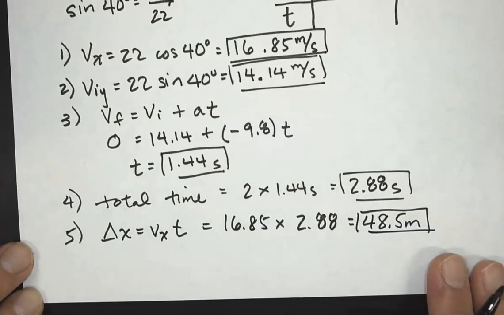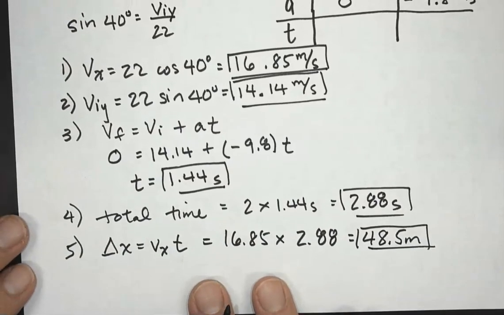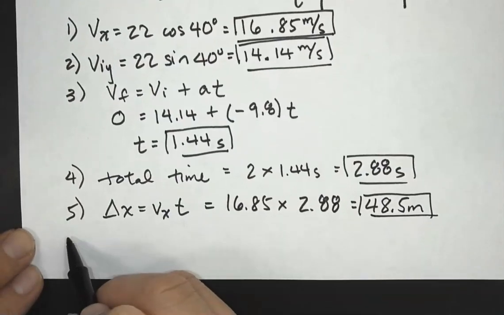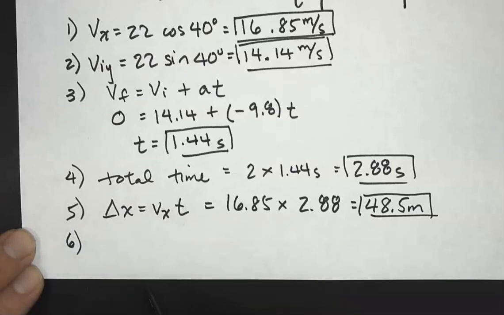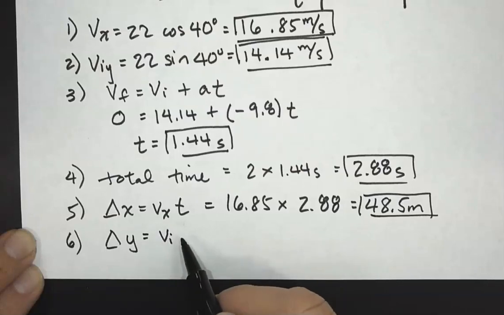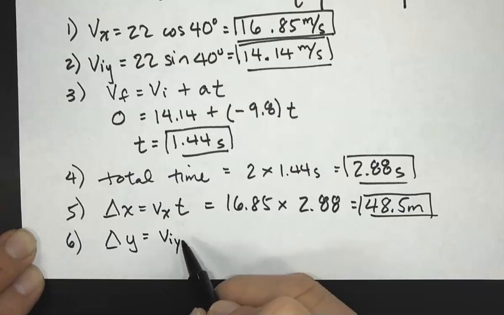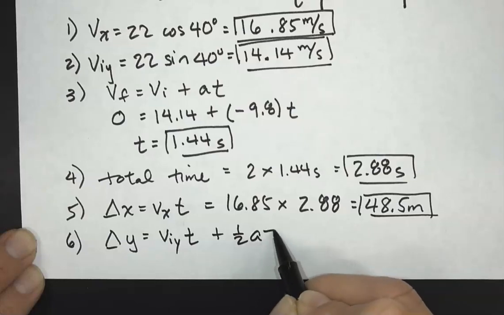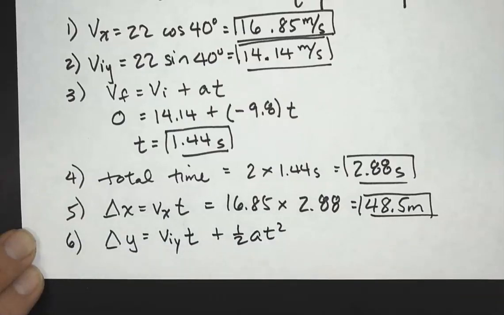Okay. And then lastly, we're looking for the peak height. What's the peak height the ball reaches? What's the highest point that the ball reaches? And for this one, we're going to use another kinematic equation. Delta y equals vi. Now, I know it's vit, but I'm going to put viy because we're talking about the vertical direction. Viyt plus 1 over 2 at squared.